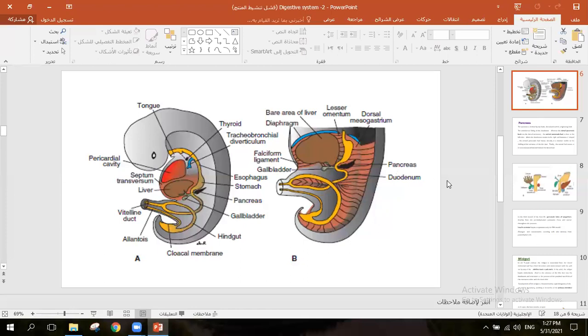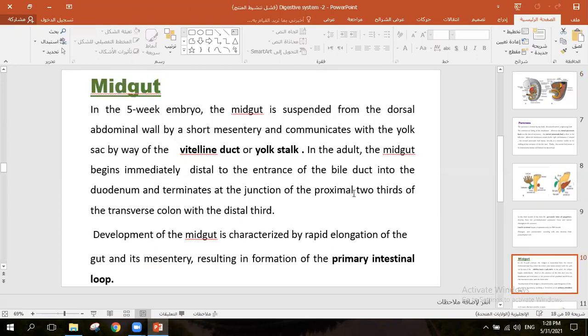False, it belongs to the oesophagus. We start with the other part of the gut tube, which is the midgut. In the fifth week of embryo development, the midgut is suspended from the dorsal abdominal wall by a short mesentery and communicates with the yolk sac by way of the vitelline duct or yolk stalk.